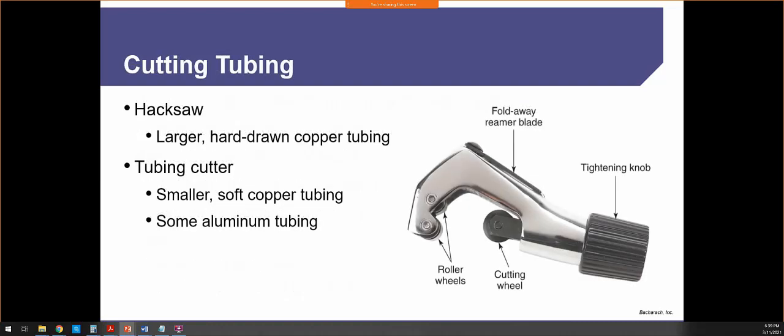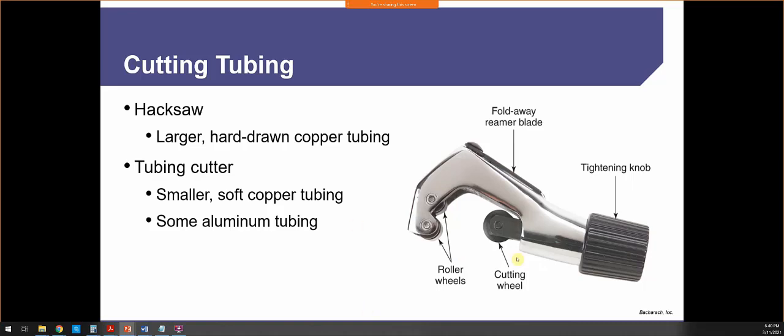We have a couple of ways that we can cut it. Hacksaw, wrong. Don't ever use a hacksaw to cut it. What's going to end up happening is when you use a hacksaw, you're going to leave jagged edges on your tubing. It's not going to fit in very well. There's potential for little burrs to be inside there that can break off. Just use a tubing cutter, all right?